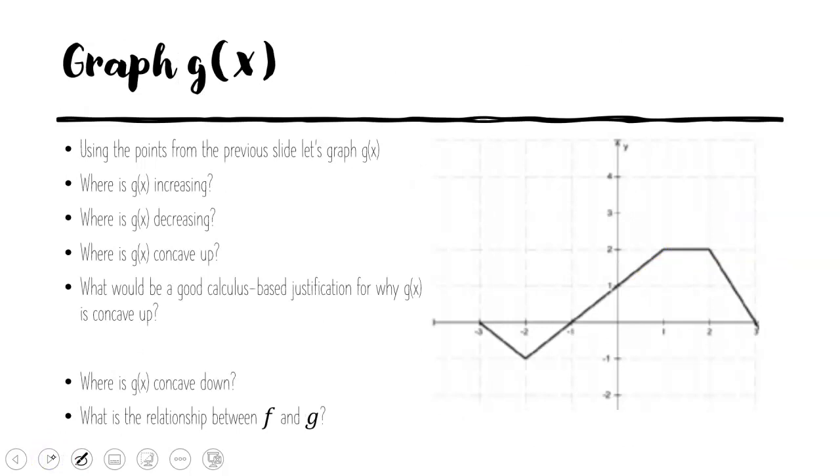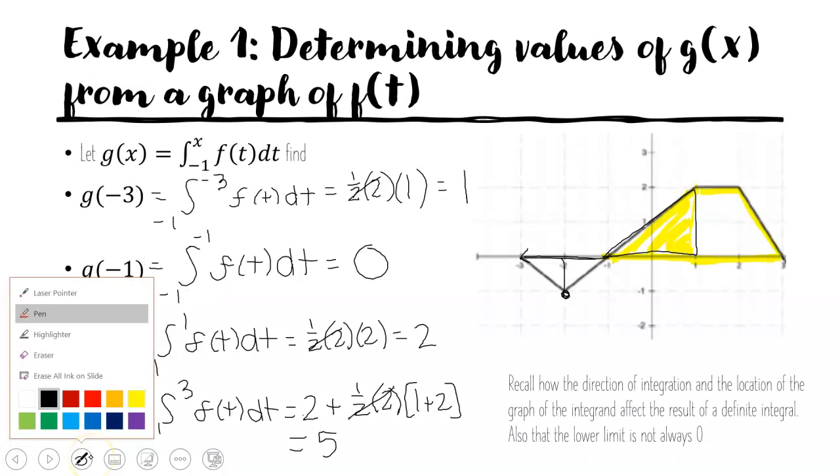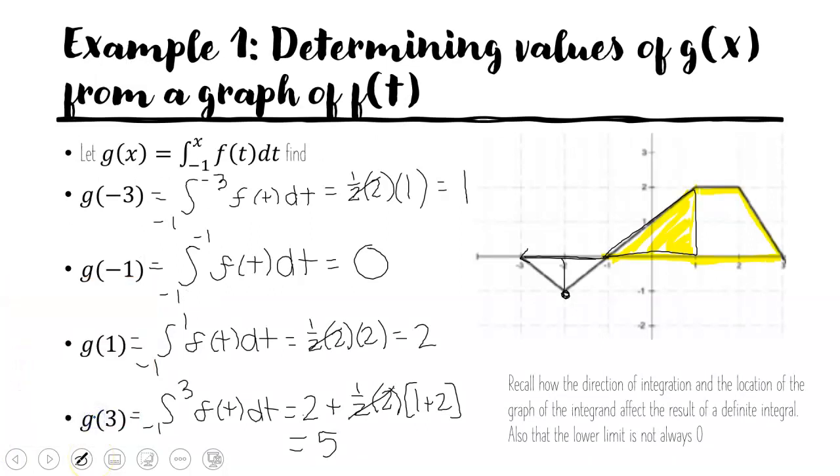It says, using the points from the previous slide, graph g of x. So we're going to start with g of -3, which is at 1. So we're going to plot the point -3, 1.